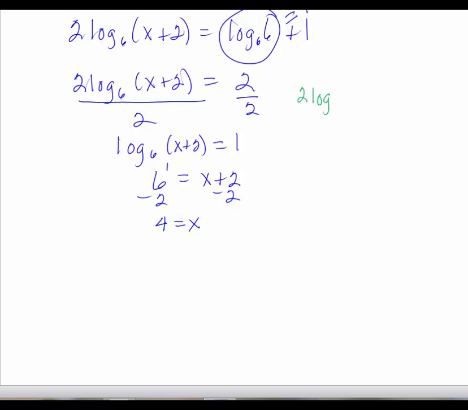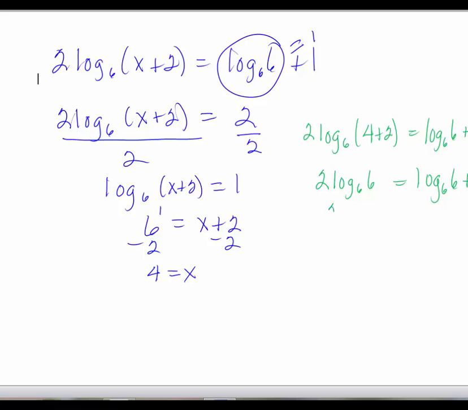I've got 2 times log base 6 of 4 plus 2 equals the log of 6 base 6 plus 1. So I get 2 times the log of 6 base 6 equals the log of 6 base 6 plus 1. Now I can evaluate the logs, so I get 2 times 1 equals 1 plus 1, so 2 equals 2, and you're done. So if you simplify any logs or evaluate any logs that you can, you sometimes can solve a problem in a much simpler way.